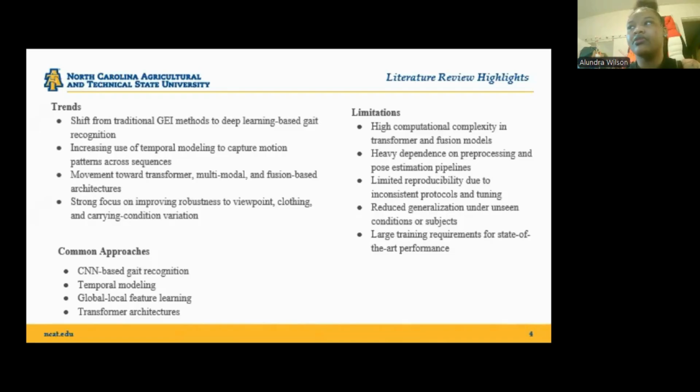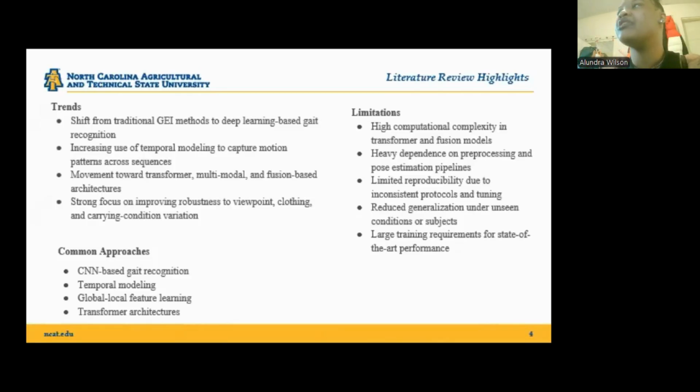We also observed strong interest in global-local feature learning. Many modern architectures divide the body into multiple regions so that the model can separately analyze upper body motion, lower body movement, arm swing, and leg motion. Examples of this include GaitPart and GaitGL.